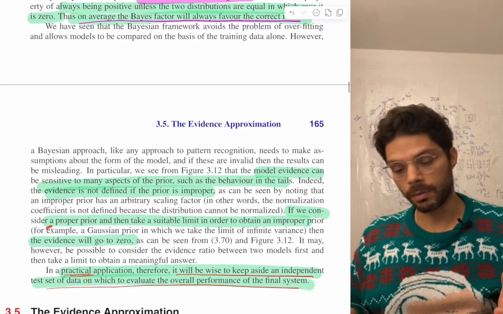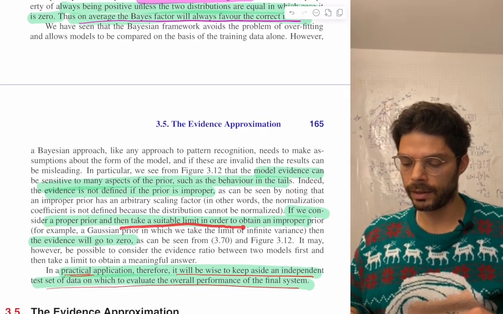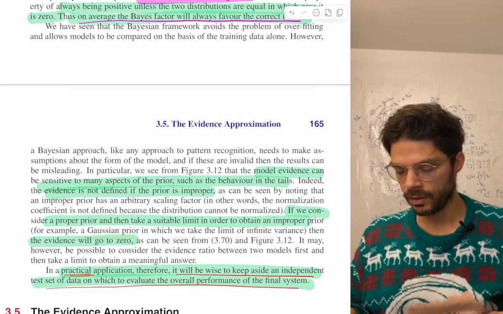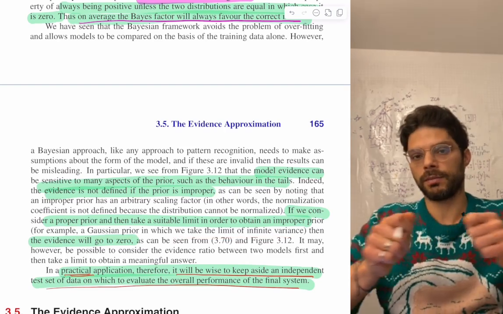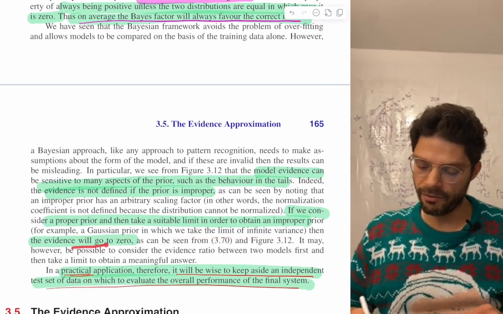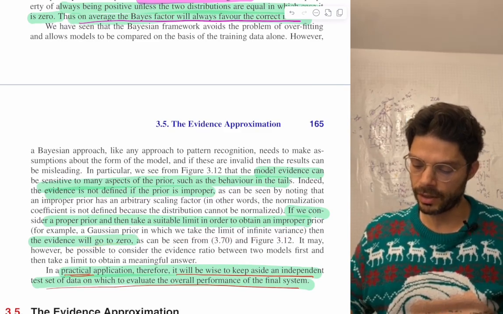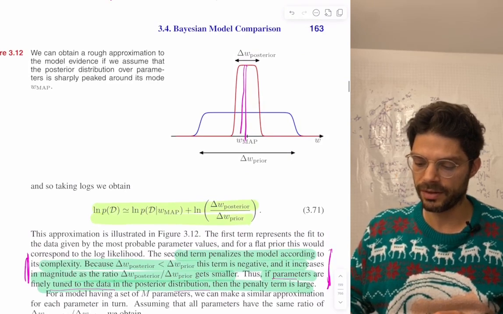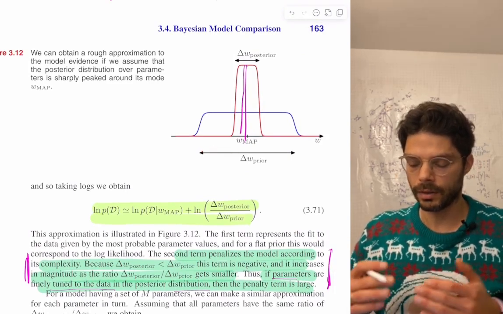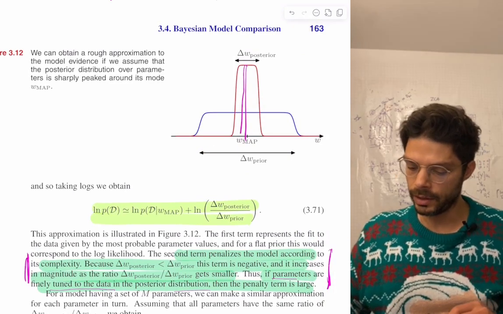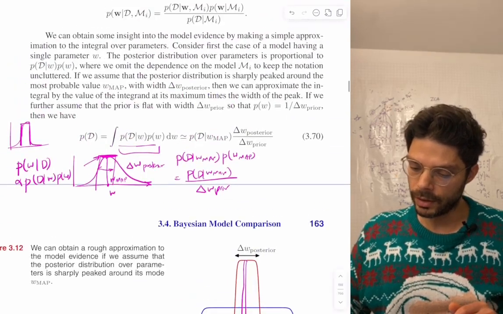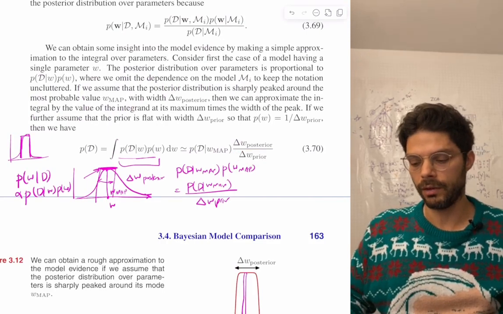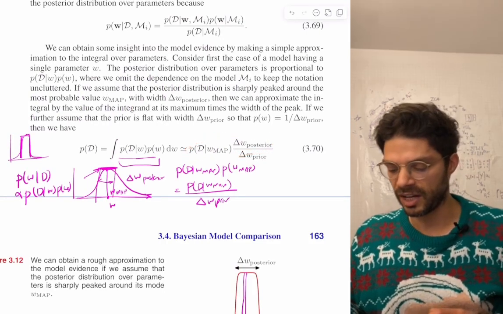If you consider a proper prior and then take a suitable limit in order to obtain an improper prior, for example, a Gaussian prior in which we take the limit of infinite variance, so I'll just make my Gaussian wider and wider, then the evidence will go to 0, as can be seen from these figures. As the width of your prior goes to infinity, the evidence is going to shrink to 0. So it doesn't necessarily help you out there.